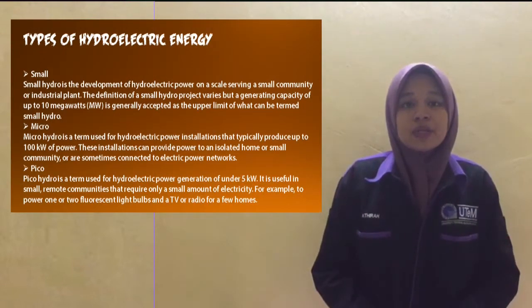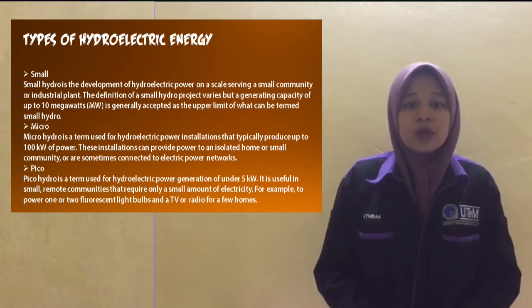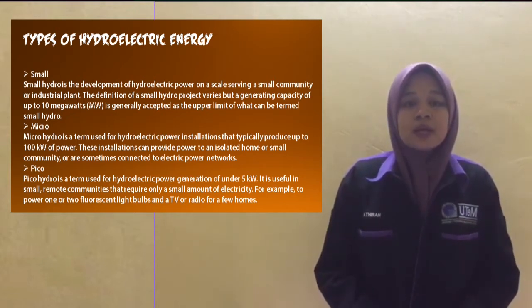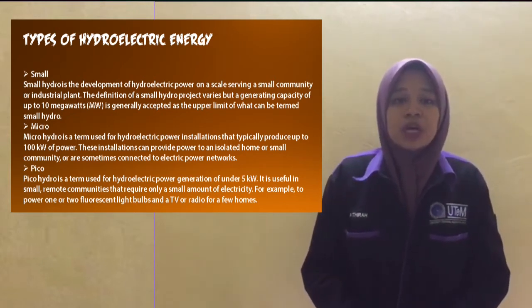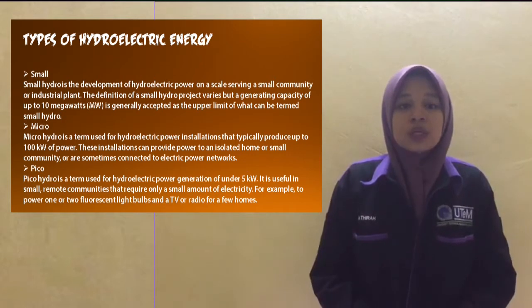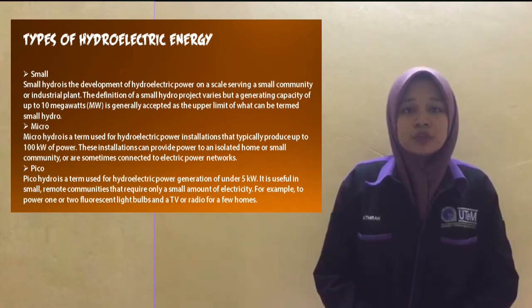Hydroelectric energy is divided into three parts. First is small hydro. Small hydro is the development of hydroelectric power on a scale serving a small community or industrial plant. The definition of a small hydro project varies, but a generating capacity of up to 10 megawatts is generally accepted as the upper limit of what can be termed small hydro.